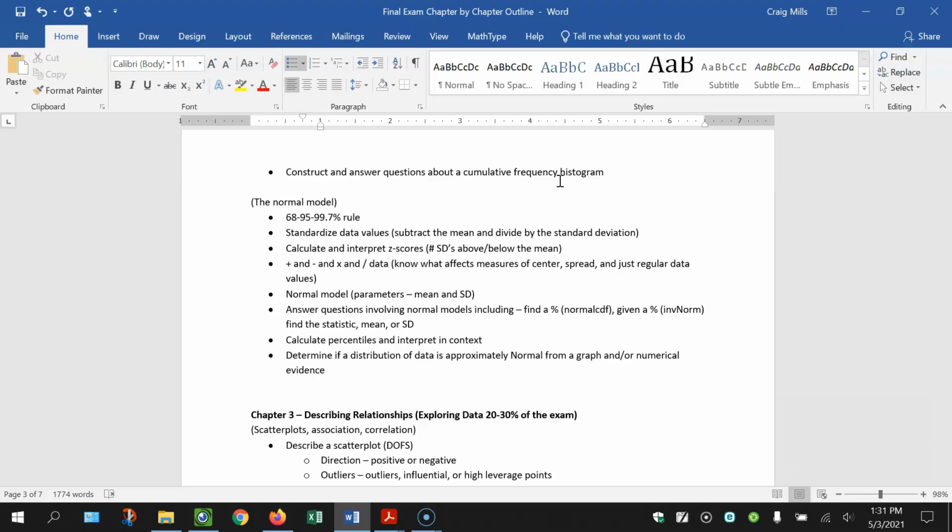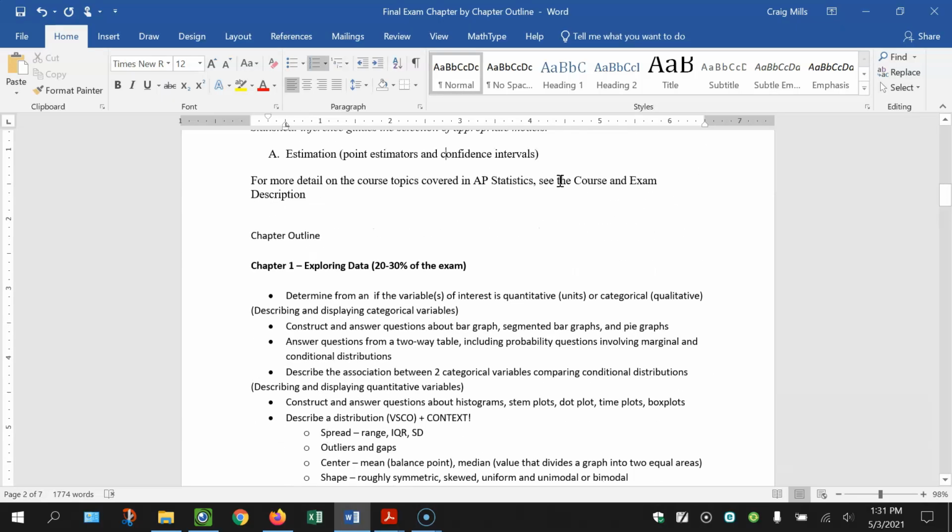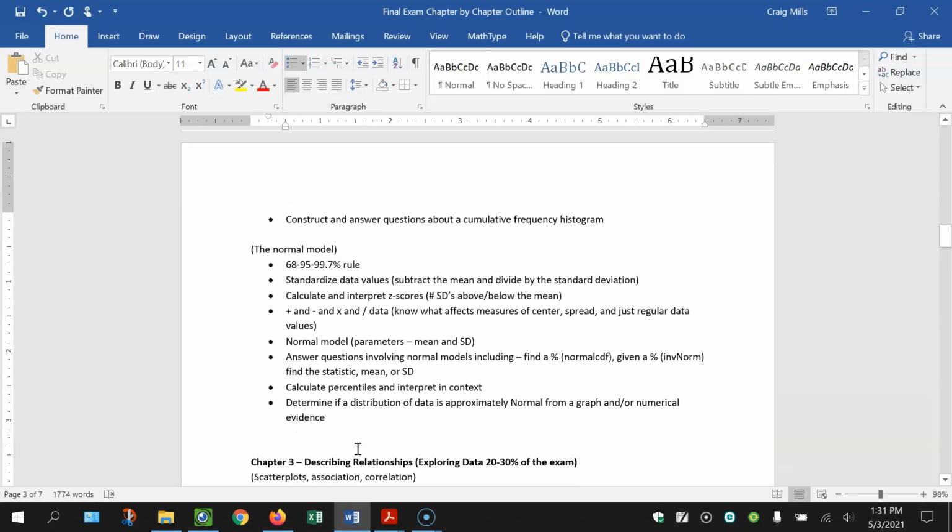That measures the number of standard deviations above or below the mean you are. We said anything 2 or 3 standard deviations or more away from the mean is considered unusual. Oh, going back up here, speaking of unusual, outliers. You need to know the formulas for outliers, and I'll talk about that at the end. So calculate and interpret a z-score.